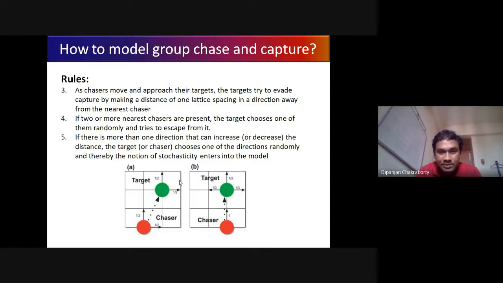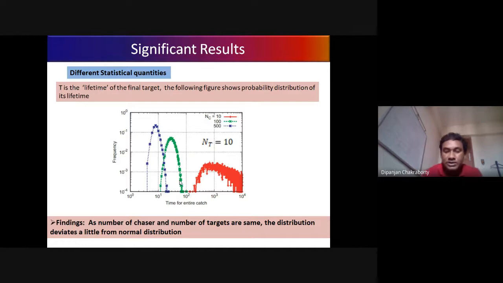So using this and all the steps I have told, all the steps will go simultaneously. So simultaneous update will be there. So what they have reported is that they have calculated some statistical quantities such as the total catch time, or the total catch time could also be incorporated as the lifetime of the final target, right?